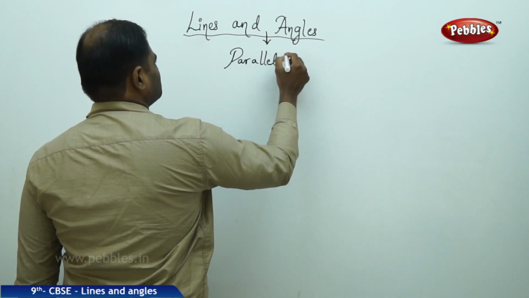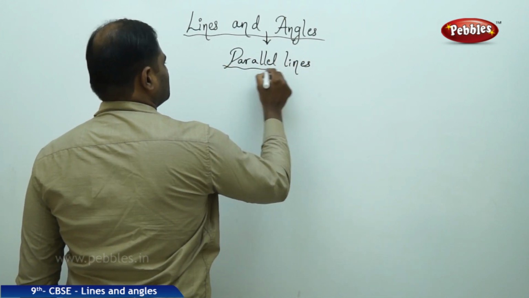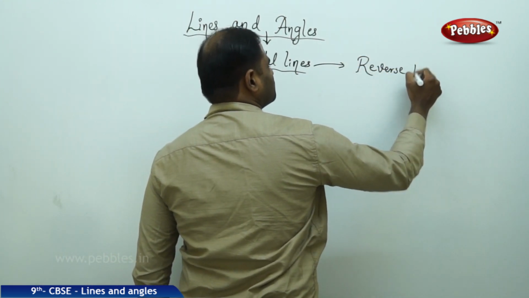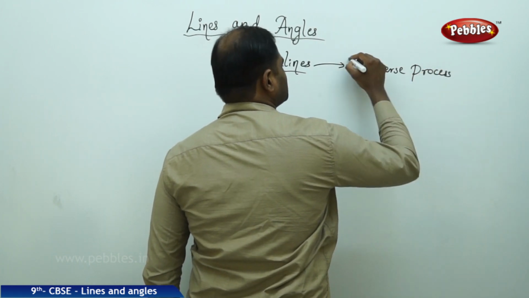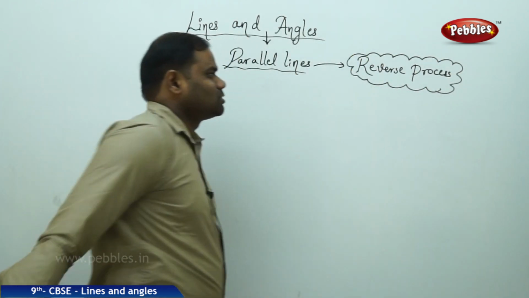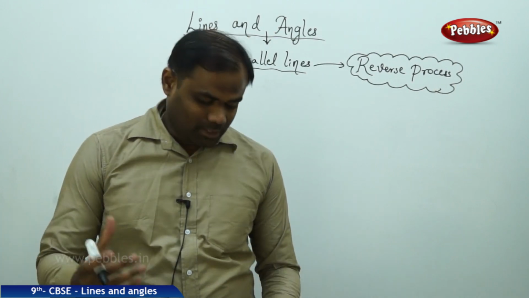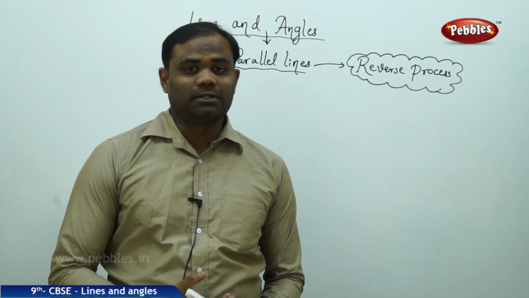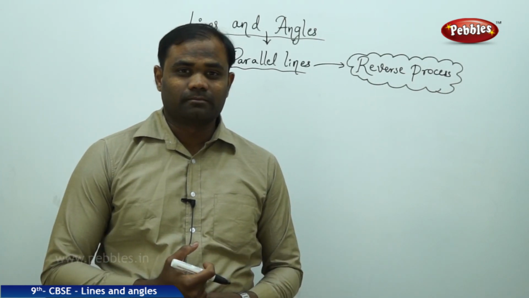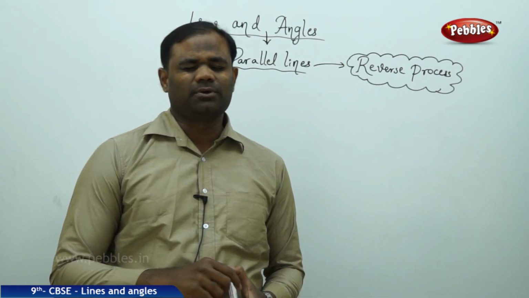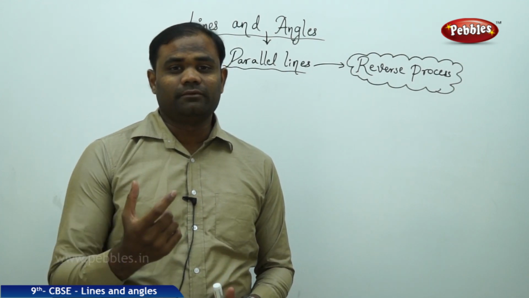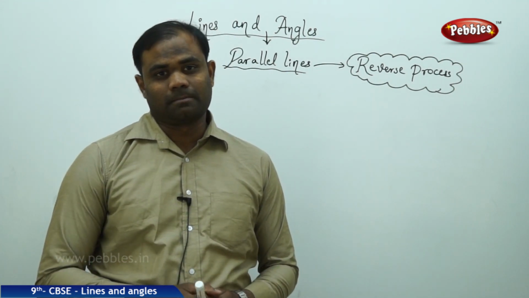Parallel lines connected with reverse process. So what is this reverse process? Say for example, we have discussed in the previous session that when two lines are parallel, their corresponding angles are equal. Now my question is, if the corresponding angles are equal, will the lines be parallel? So we are investigating now in the reverse process.